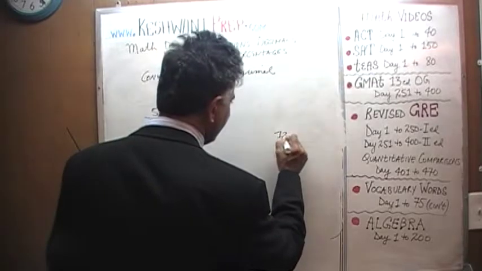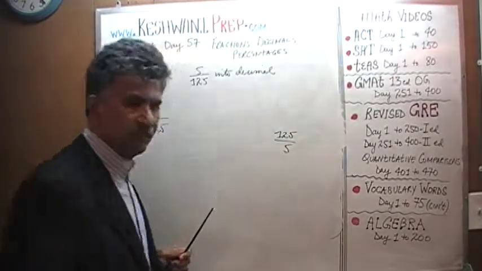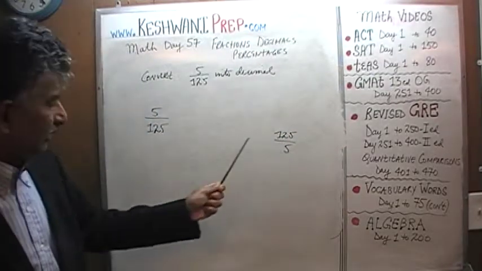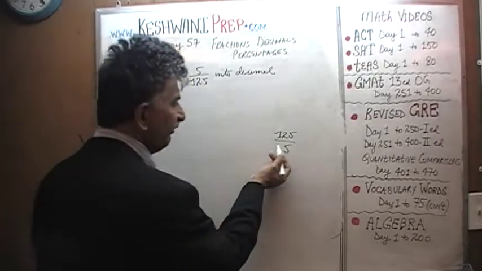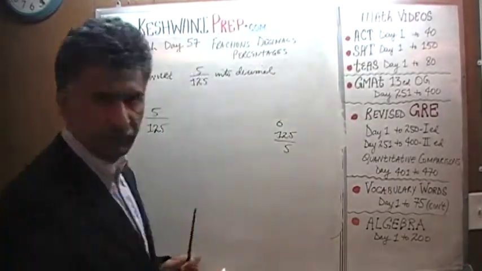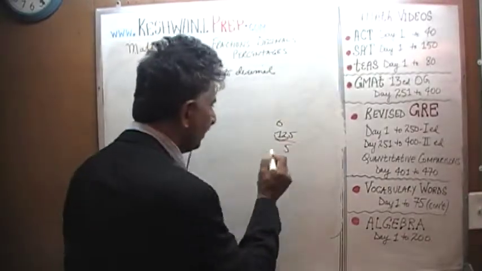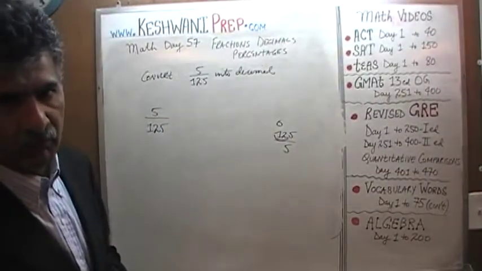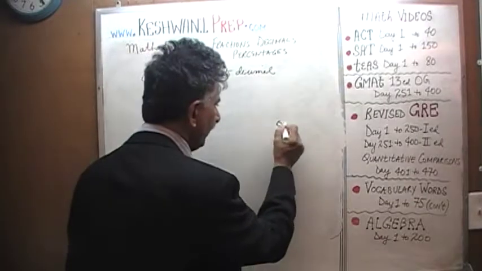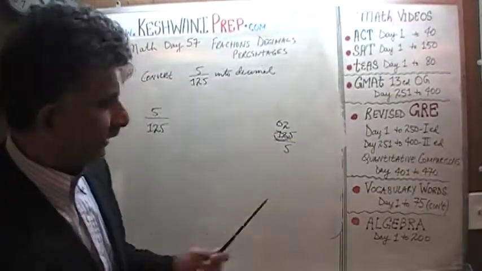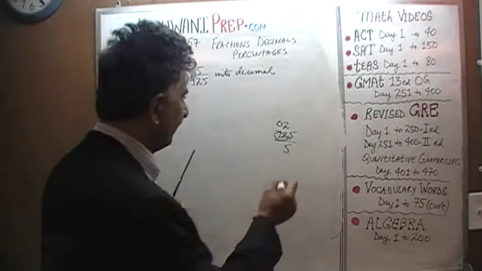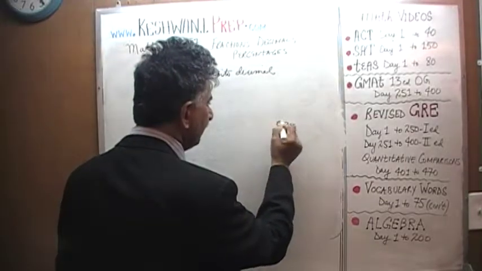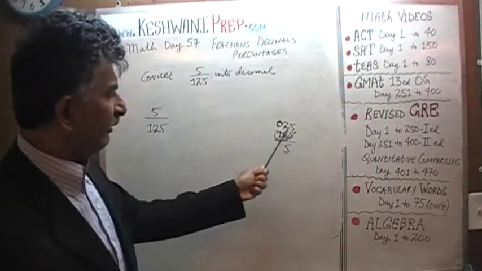In other words, we want to divide 125 by 5. I'm going to do it here first, and then we'll do it there, so that it's easier for you to look at. How many 5's in a 1? 1 has no 5's. That 1 goes and joins the 2, becomes 12. How many 5's does 12 have? 12 has 2 5's. 2 5's are 10. The remaining 2 goes and joins the 5 and becomes 25. 25 has 5 5's. So it turns out that 125 divided by 5 is exactly 25.